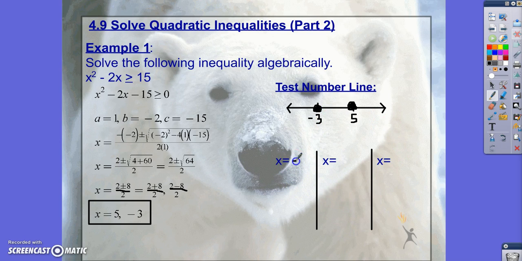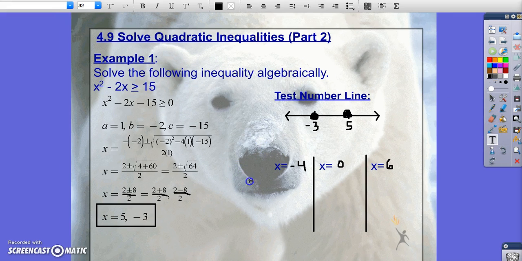So I'm going to go with negative 4, and that will correspond here. In between these numbers, you can pick whatever you want, actually for any of them. I like 0. 0 is usually an easy number to pick, and it falls in between them. And then I'm also going to do 6 here. So it doesn't actually matter what you pick. I just want you to pick them and plug them back into the original, each number. This is going to tell us where to shade.